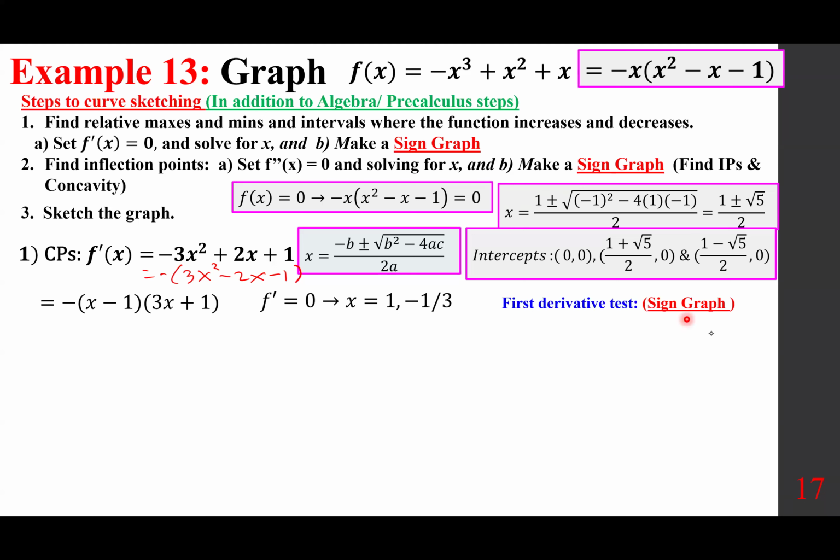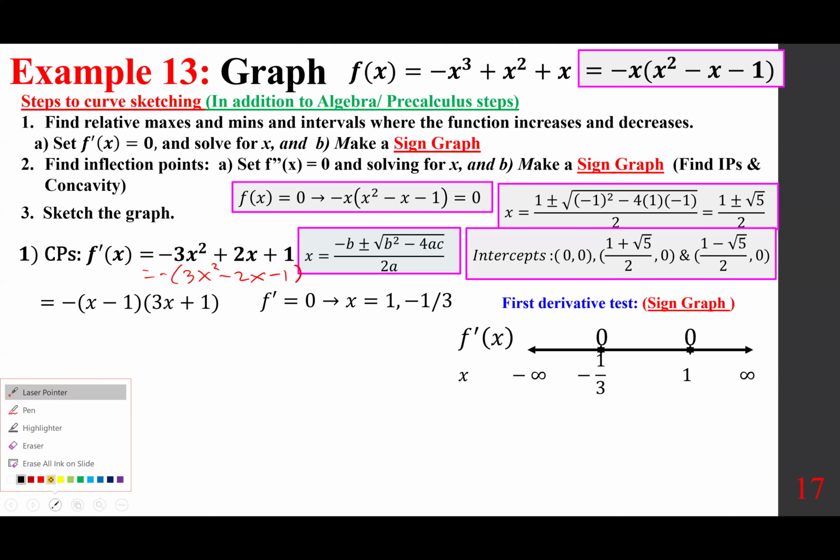Now we go with the first derivative test and the sign graph. So we go from negative to positive infinity, and we put these two numbers that we have here in order from smallest to largest. And we pick test points, TPs, short for test points. Over here to the left of -1/3, we pick -1. In between, 0 is the easiest one.